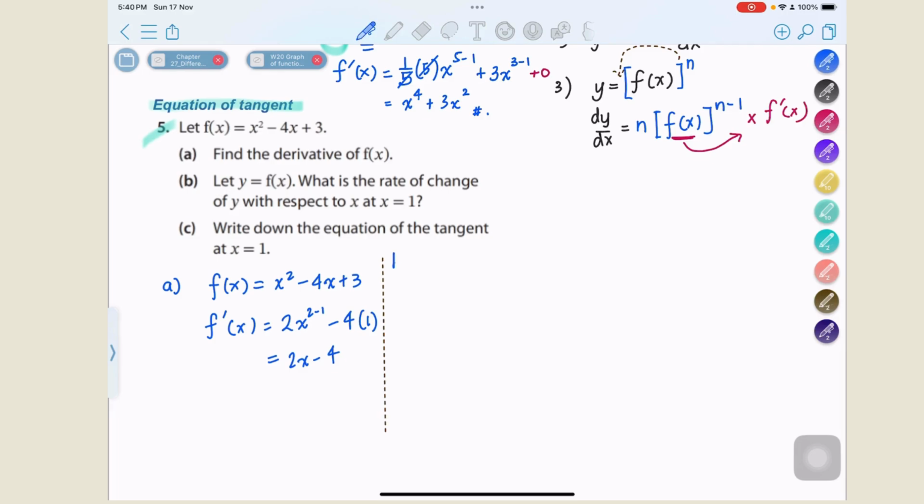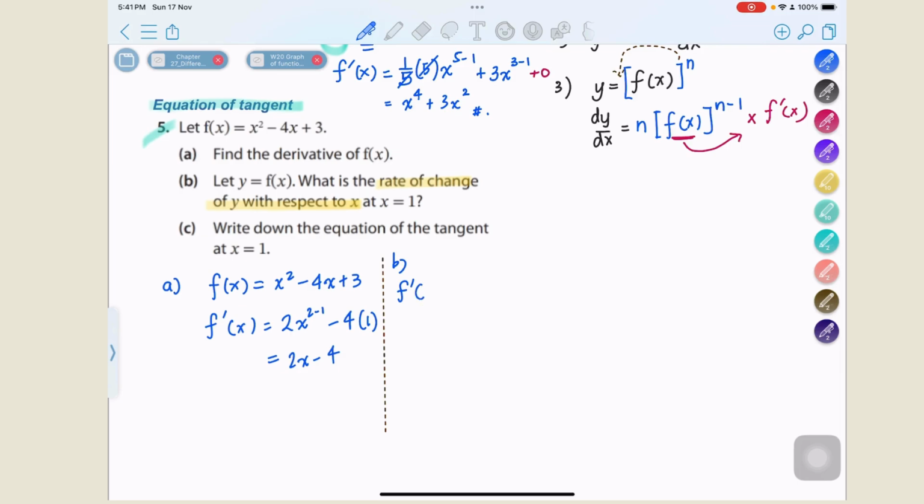Okay, in part B, they are asking you what is the rate of y with respect to x when x equals 1. What they mean is they ask you to find the rate of change with respect to x, meaning the value of the rate of change is the differentiation value, the derivative value of f(x).